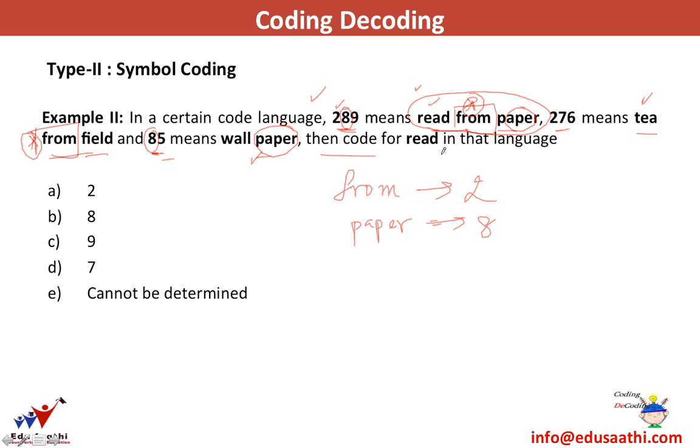Now we want the code for read. Out of this 289, I know that 2 is for from, and 8 is for paper. So definitely this remaining 9 is for read. So what is my answer option here? The answer is option C.